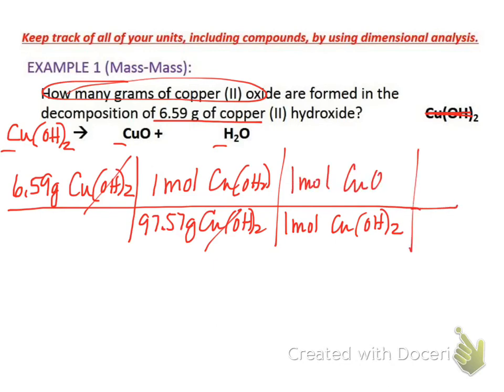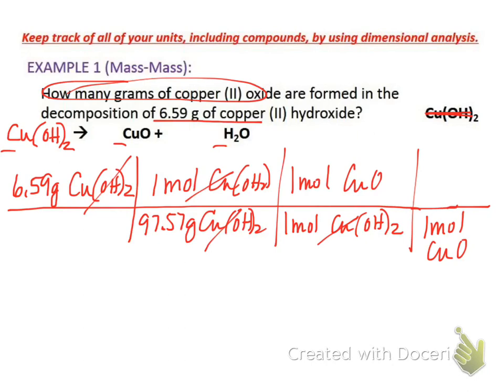Now, because it's 1 to 1, you might be tempted to leave that step out. If you leave that step out on a worksheet or a test, I will take points off. You must show the mole ratio every single time. Okay? So I get rid of moles of copper hydroxide. Now I'm in moles of copper oxide. If it was wanting it in moles, I could stop here, but it wants it in grams. So how do I go from moles of copper 2 oxide to grams? The molar mass of it. Y'all are on point today.